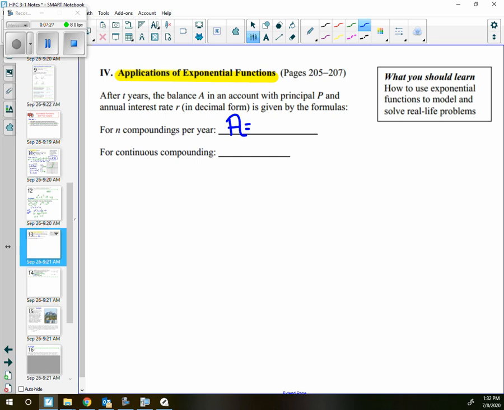So pause the video. Do you remember any formulas that have to do with account balance for interest? So maybe it's coming back to A equals P, 1 plus r over n to the nt. My goodness, look at all the letters.